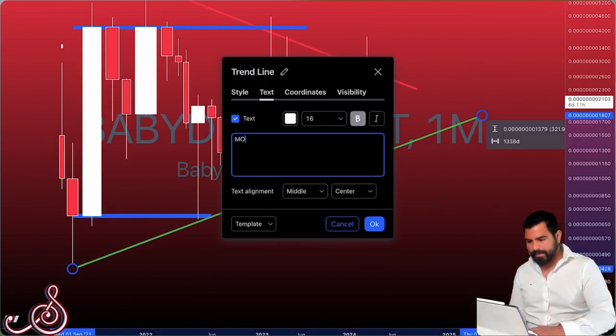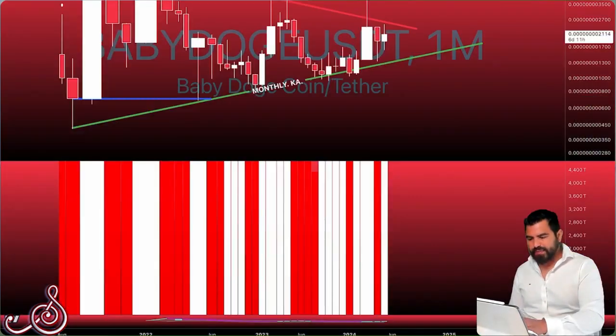Monthly dot KA. This is going to be our true angle.